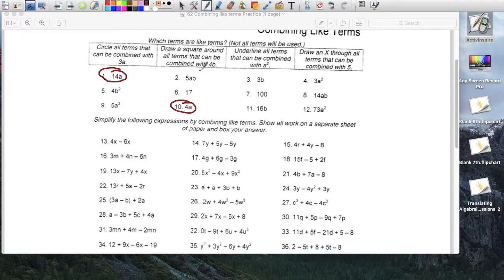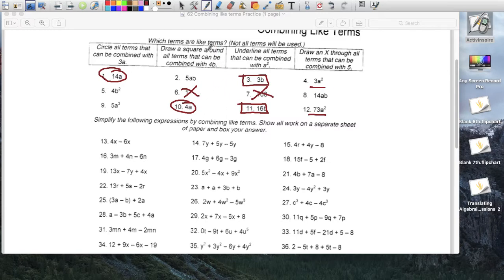Draw a square around all the terms that can combine with 4b. This one, number 3, and number 11. Underline all terms that can combine with a squared. Anything that has a squared, this one, and this one. And draw an X through all the terms that combine with 5. Well, anything combined with number 5 would be the 100, because it's a plain number, the 17, and that's it.